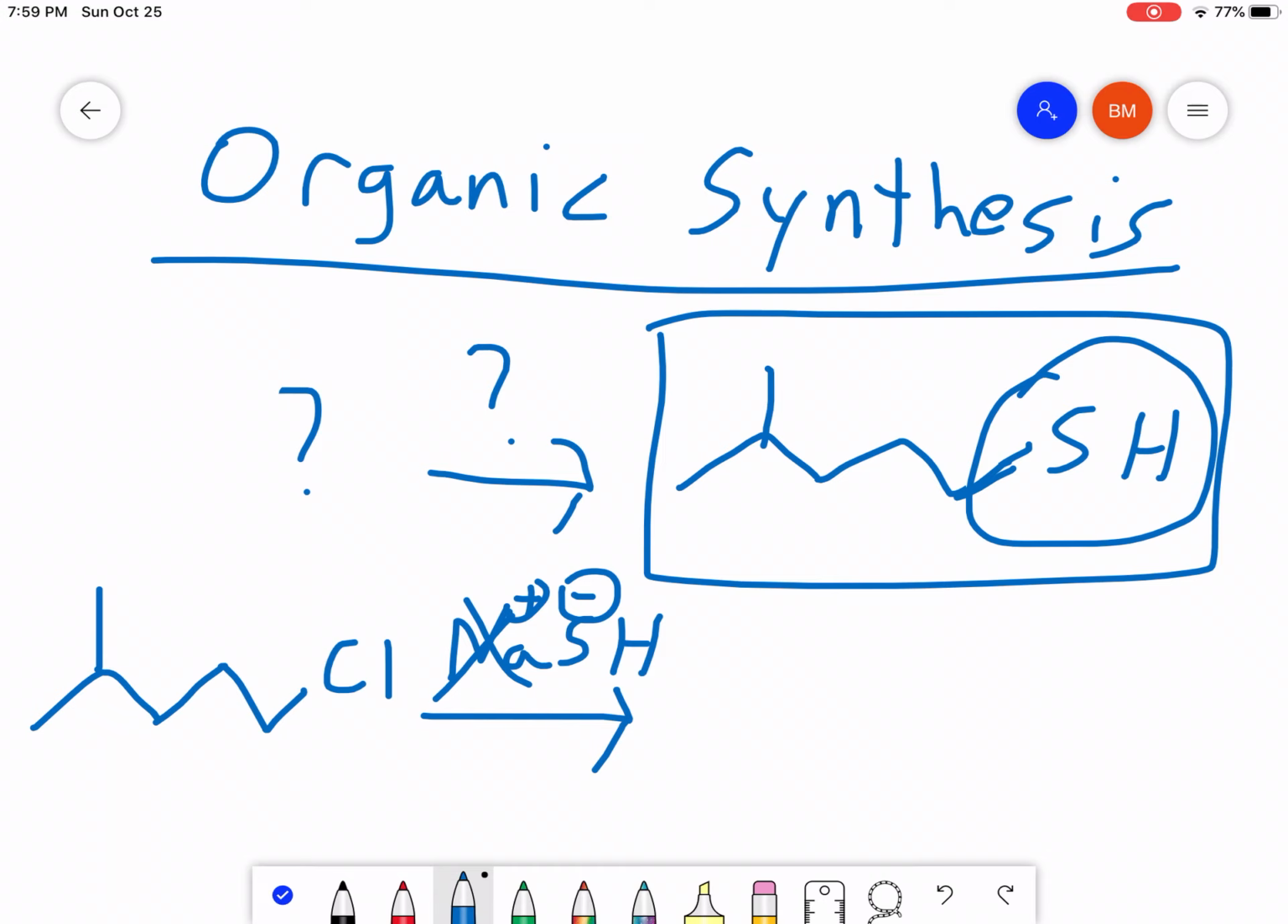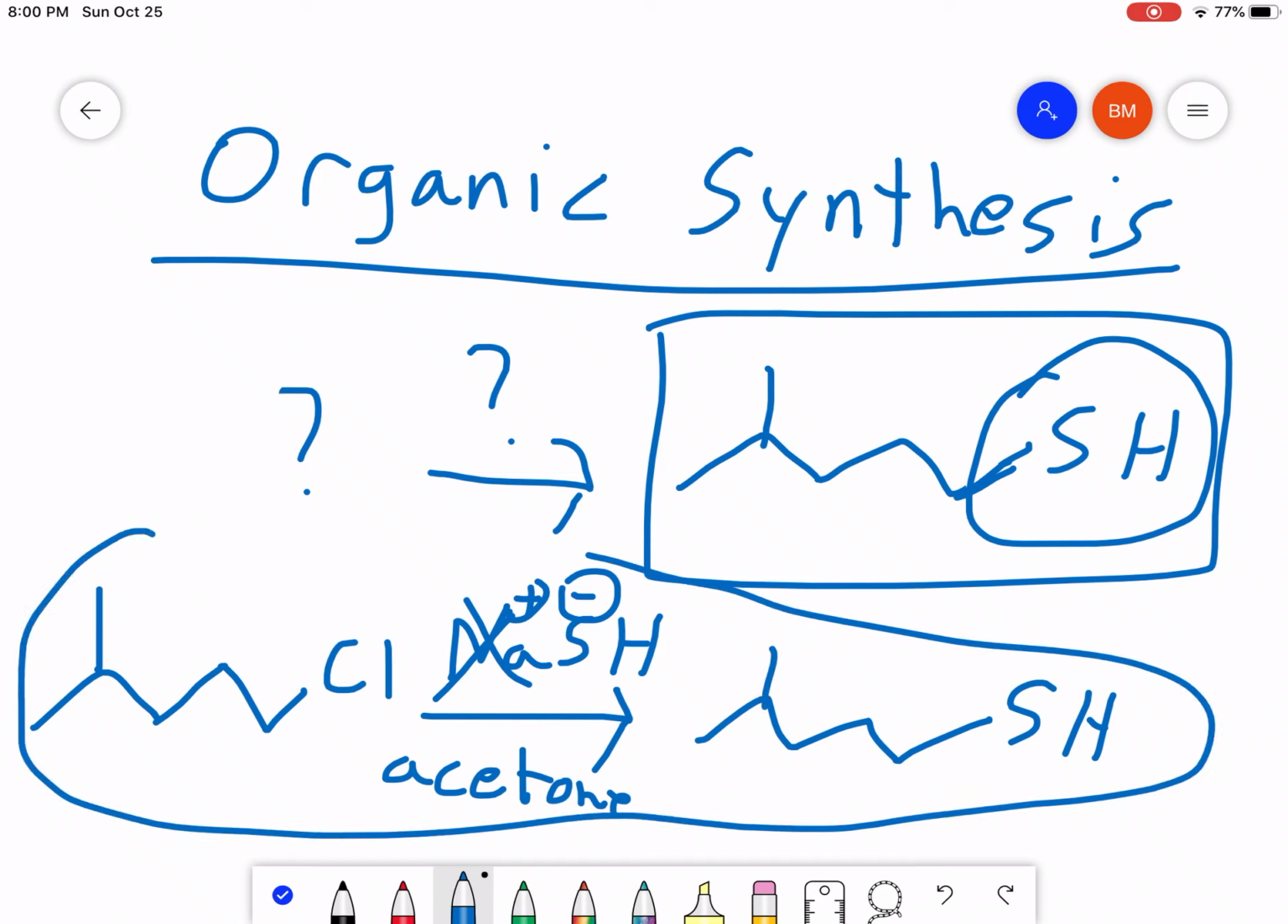Alright, there's one more component to this we're going to need, and that's going to be a solvent. Alright, this won't run without a proper solvent. What type of solvent works best in an SN2 reaction? Hopefully you guys know that polar aprotic solvents work best. So just pick out a polar aprotic solvent. I'll use acetone. And voila. That is a nice one-step synthesis that we've outlined for this target product.